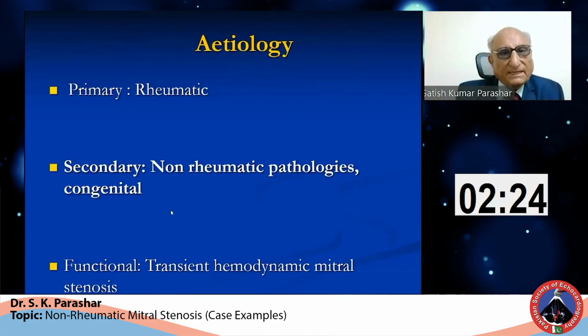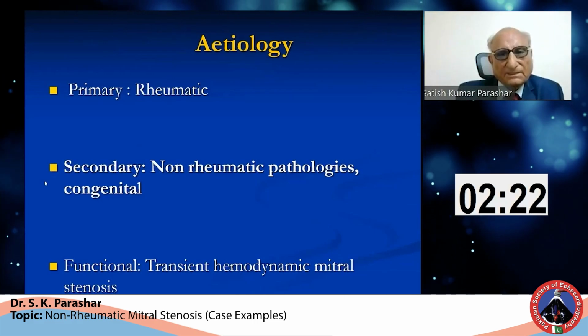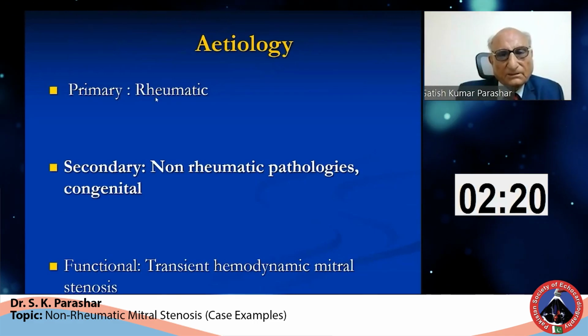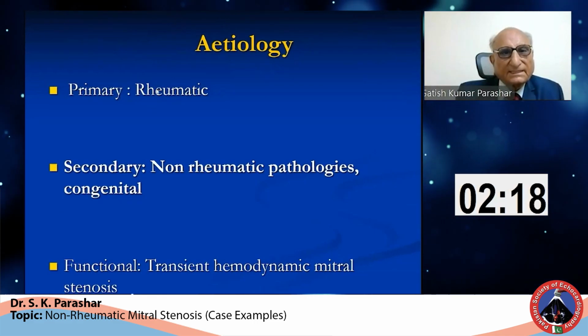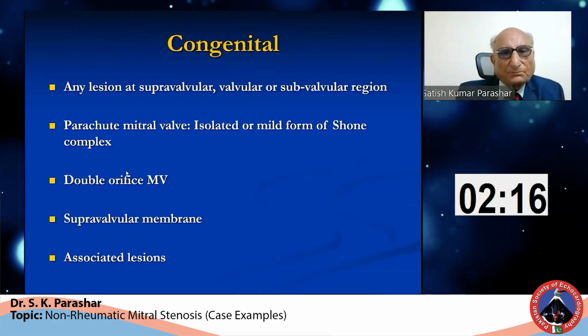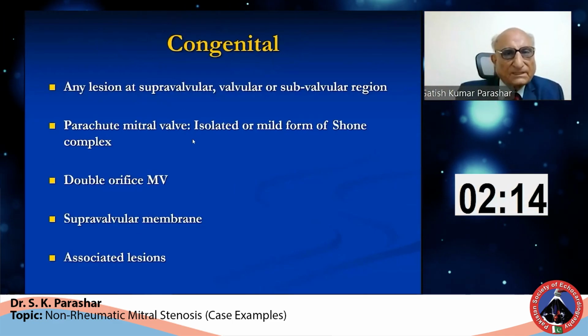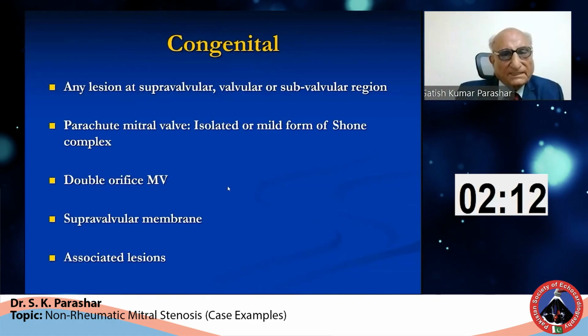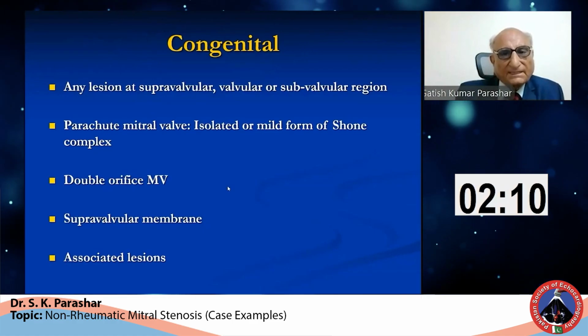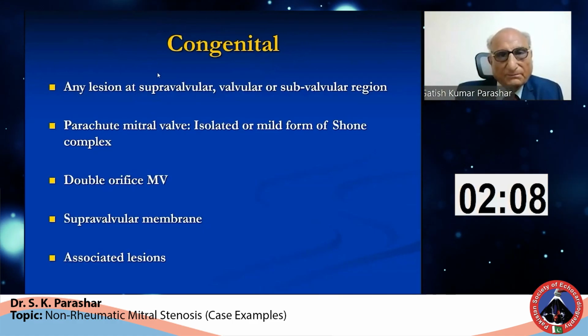Then there can be other secondary causes, like congenital or non-rheumatic. We have seen congenital can be any lesion, supravalvular, valvular, or subvalvular, various types of valve abnormalities which have been seen, which can produce a congenital mitral stenosis that is non-rheumatic.